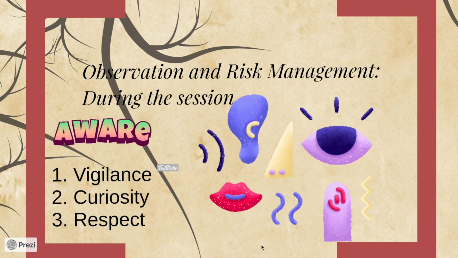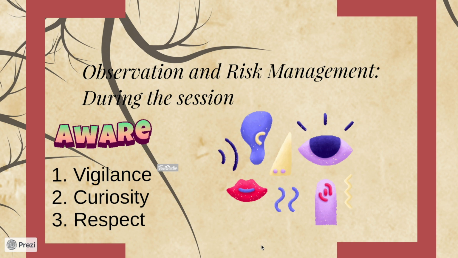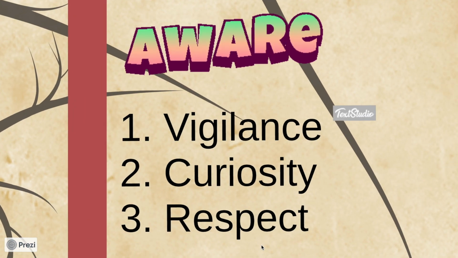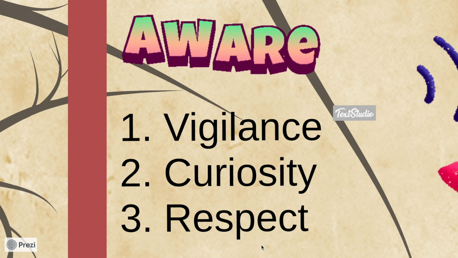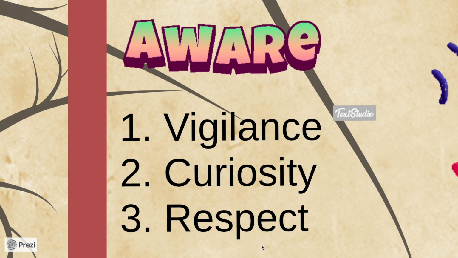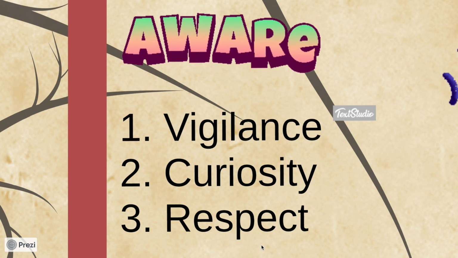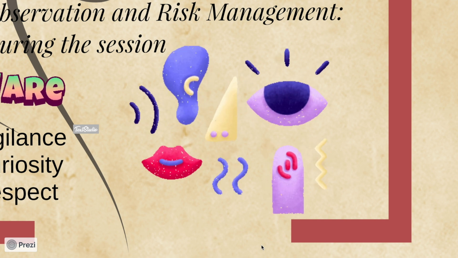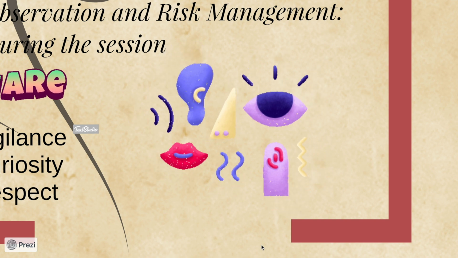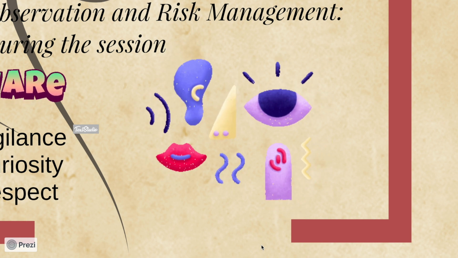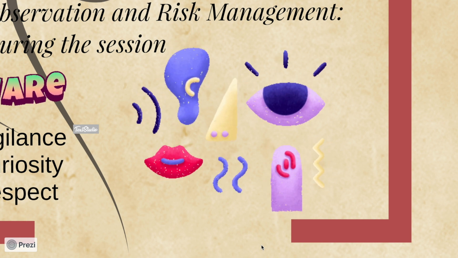Observations and risk management during the session. To maintain the effectiveness of the art therapy group, we have to balance vigilance, curiosity, and respect during the session. Fostering skillful use of the senses, observing, hearing, and smelling is critical to developing clinical competency.